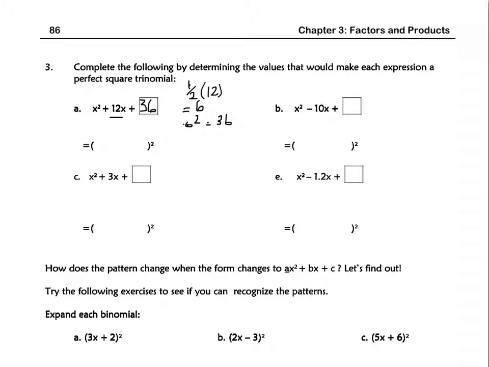In order for this to be a perfect square trinomial, we take half of the middle term, which is negative 10, over 2, which is negative 5, and that squared would be 25. Oh, and I forgot to factor the first one. The first one would be x plus 6 all squared, and this one would be x minus 5 all squared.